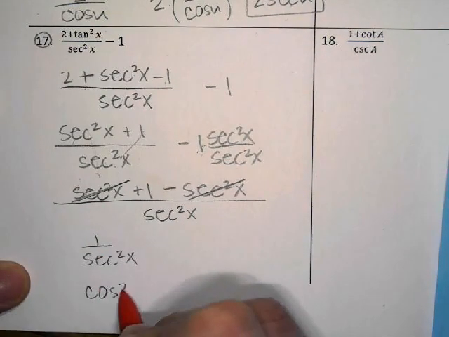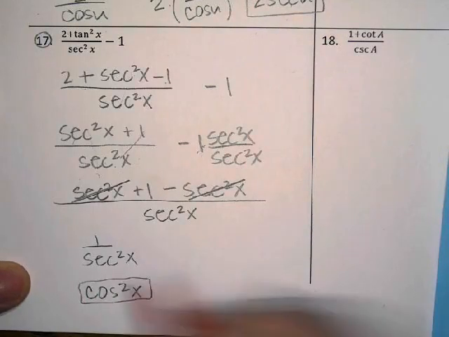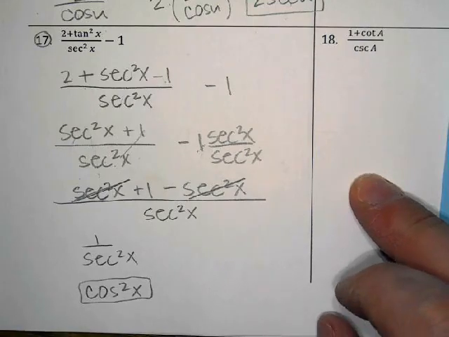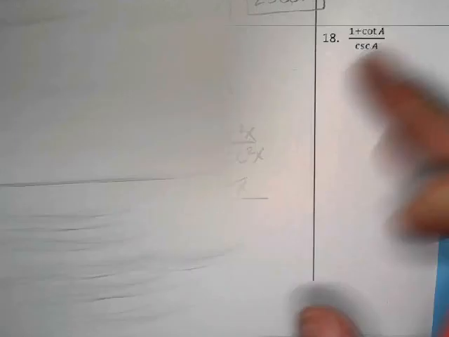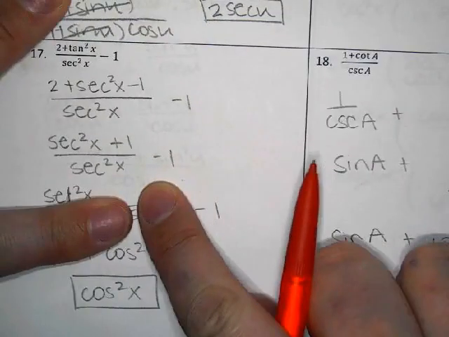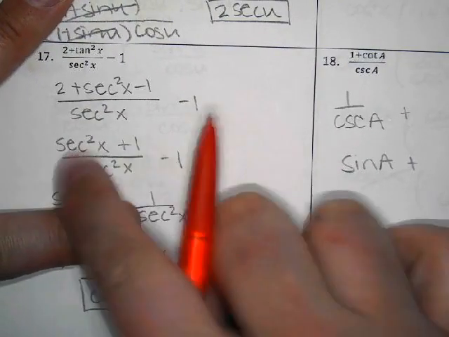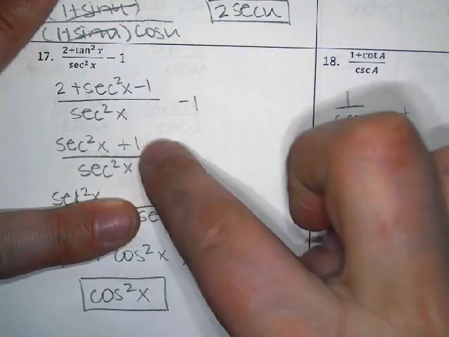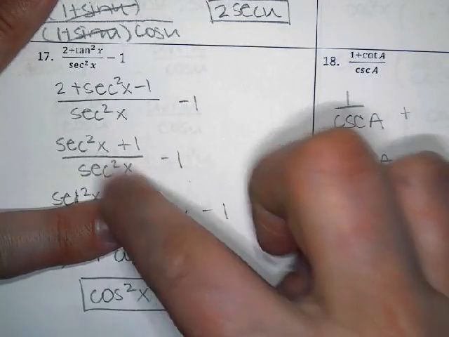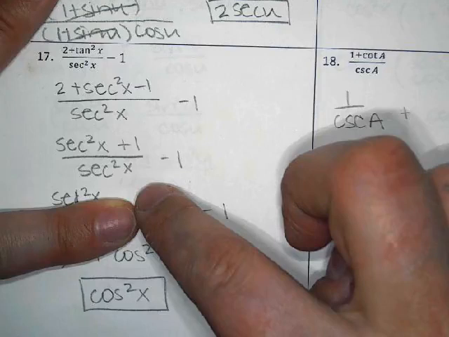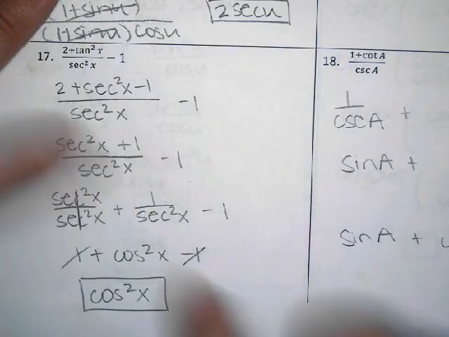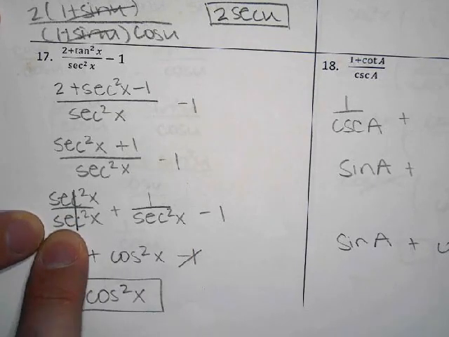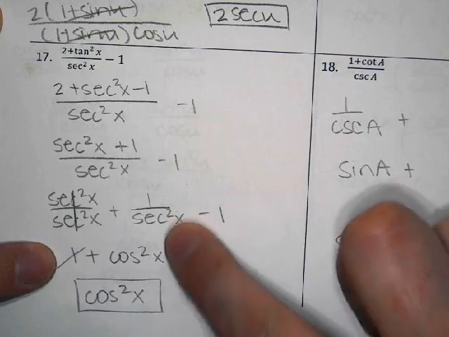Okay, I'm going to show you guys the way I did it, because it works out very similarly. So when I did this problem, here I am at the place that we just were. I took this fraction and I split it into two fractions. So I did secant squared over secant squared plus 1 over secant squared. Does that make sense? I split it into two fractions. If you do it this way, secant squared over secant squared is just 1. And then you get the 1 minus 1, they cancel, and then you get your cos squared. So it's the same level of difficulty as yours was.